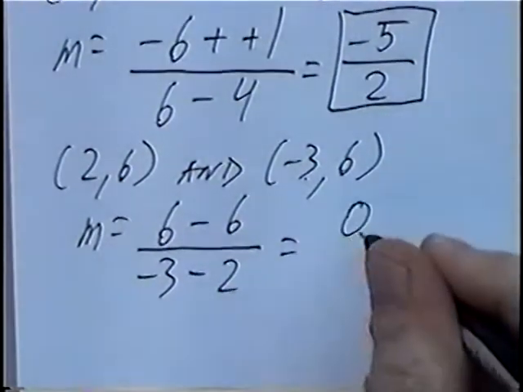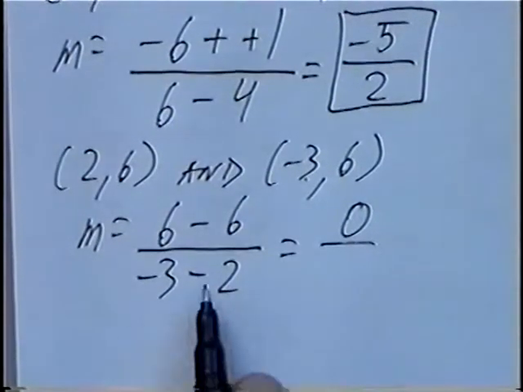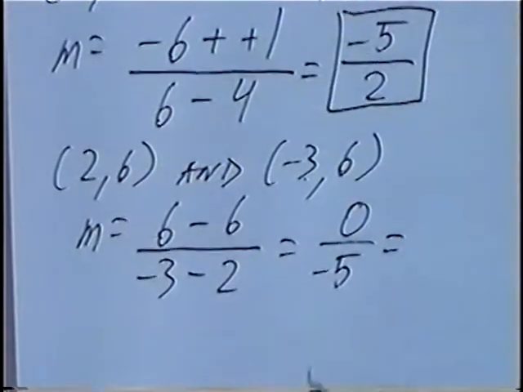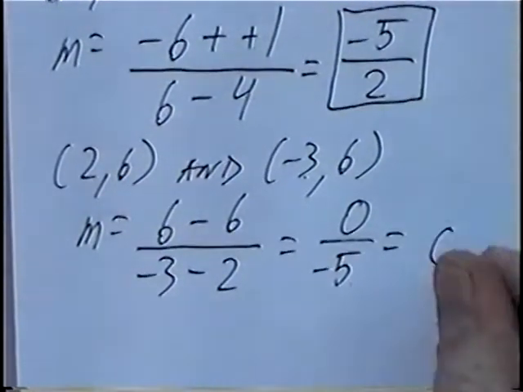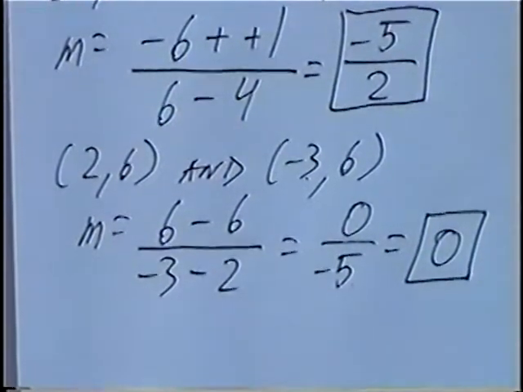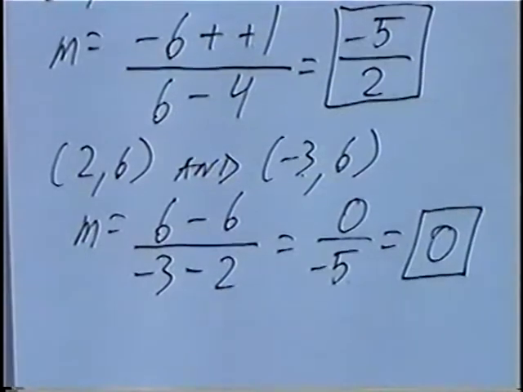Subtracting 6 minus 6 would be 0. -3 minus 2 would be -5, and 0 divided by any number would be 0. So these 2 points would have 0 slope, which also means it's a straight horizontal line.